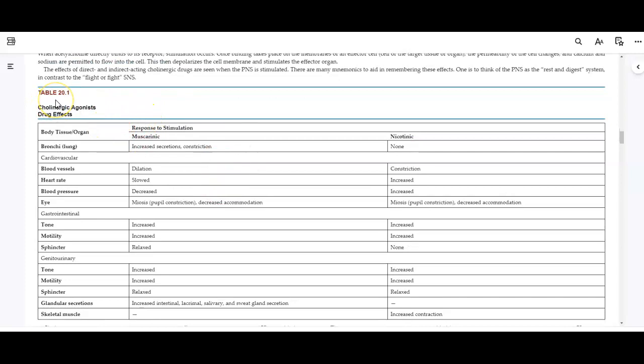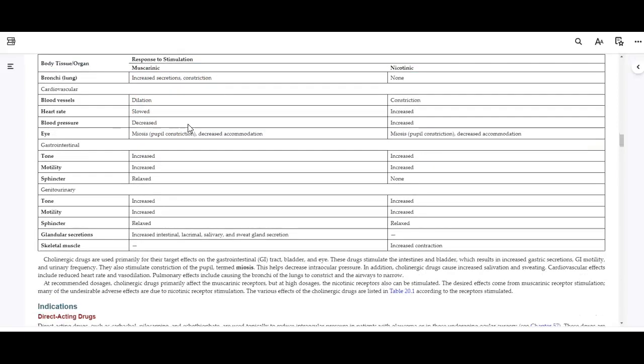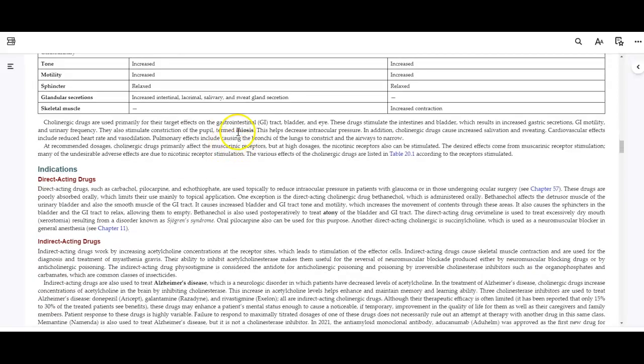Table 20.1 on page 317 does a really good job of dividing up those receptors, all of it under the parasympathetic nervous system, but then looking at whether it's the muscarinic or nicotinic receptors. That might help. Again, look at those. Again, think we're resting on this stage, so what are we going to be doing when we're resting with this one? Understand the word meiosis. You'll see that one when we have that constriction of that pupil.